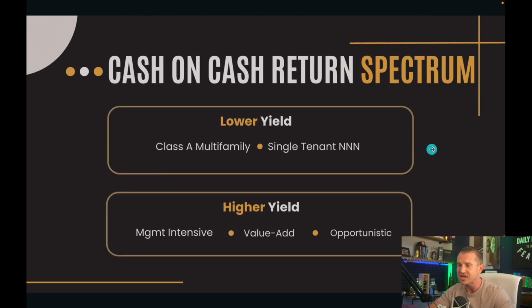And then of course, cash on cash returns. Things that are going to have a little bit less yield tied to them, but again, more stability and less management are going to be your Class A multifamily. It's going to be the single tenant, triple net type of stuff, right? The things that are really going to generate higher yields, you're going to have to put that sweat equity in. That's going to require more time and energy and management and oversight.